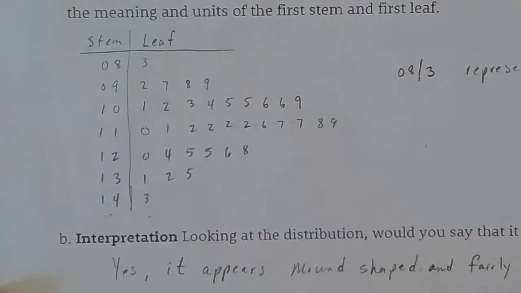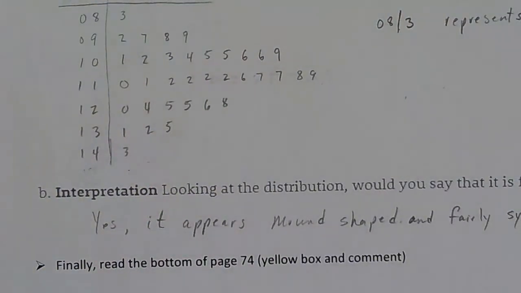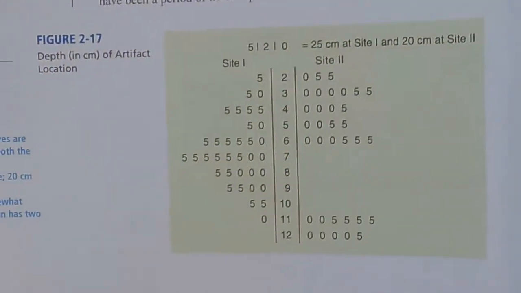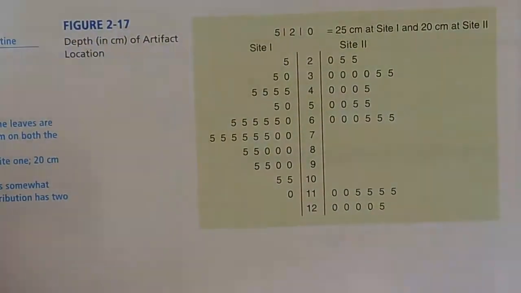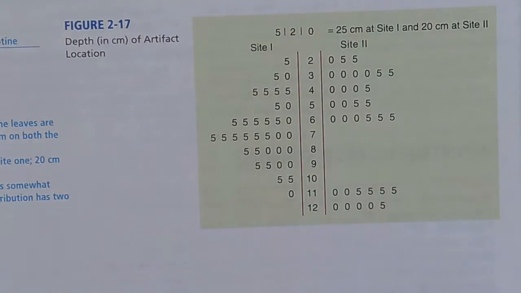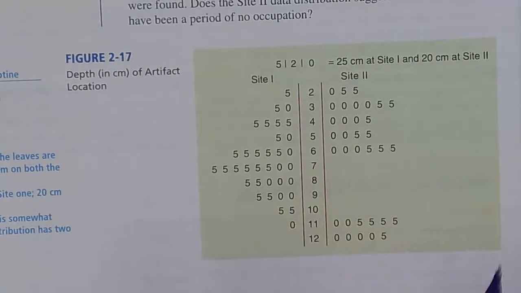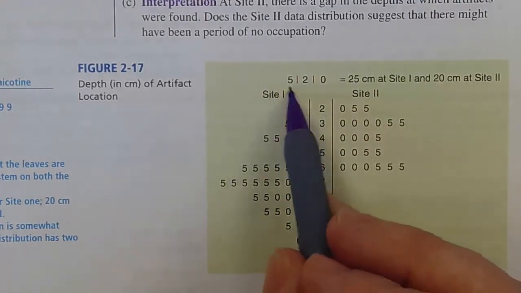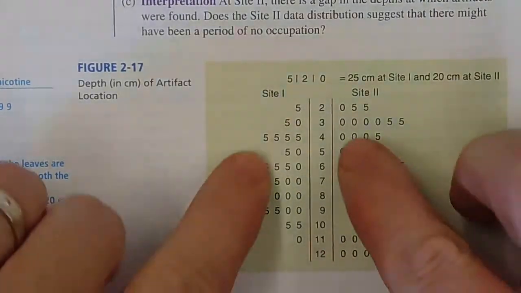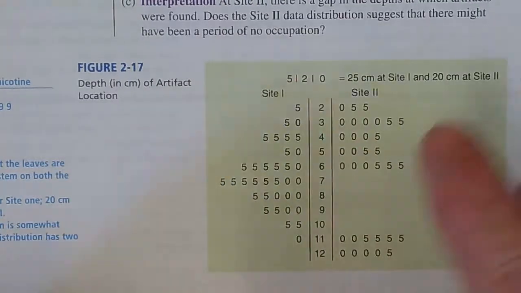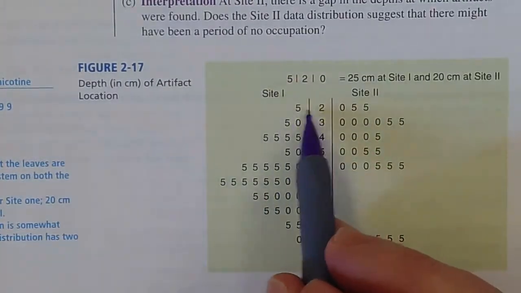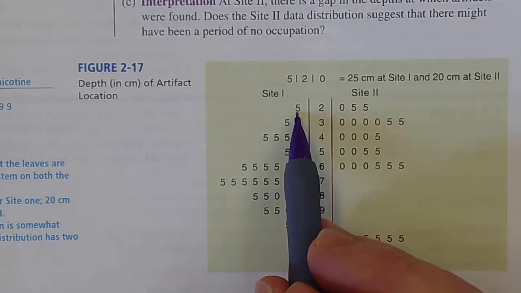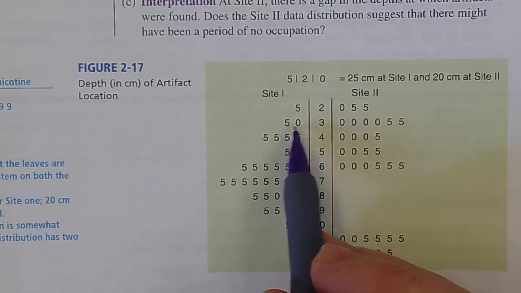Last thing I want to show you is the back-to-back stem and leaf plot. One of your problems in your assignment deals with this, and let me show you how to read it. Here's a back-to-back stem and leaf plot. You'll understand the setting once you read number 10, but basically it's some type of archaeology problem where there's site 1 and site 2. They use the same common stems in the middle, and then they put site 1 over here. So this is 25 centimeters. This is 30 centimeters, 35 at site 1, and so on.